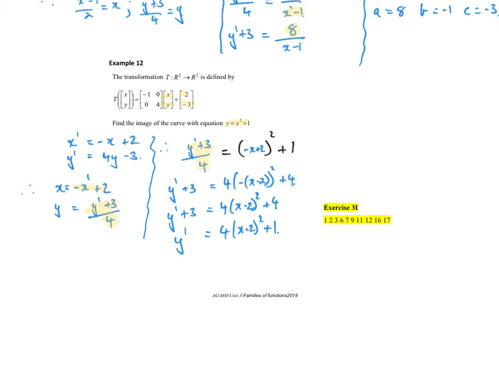So there's my y dash plus 3 on 4, negative x plus 2 inside. We've spoken about how that negative sign is raised to the power of 2. So we can have -1 squared, which is +1. So I can write that as 4 times x minus 2 all squared. The 4 had to multiply everything, from the 1 to the 4. And so we end up with the new function, y dash is equal to 4 times x minus 2 all squared plus 1.